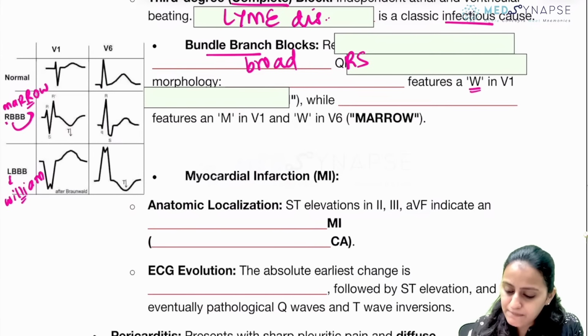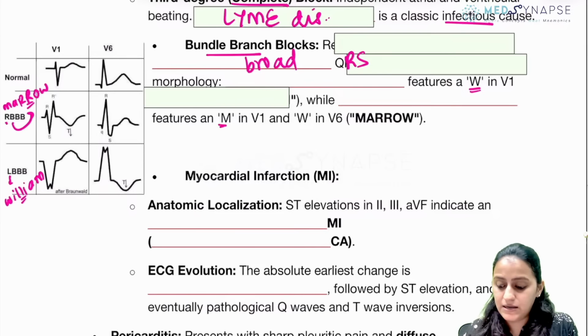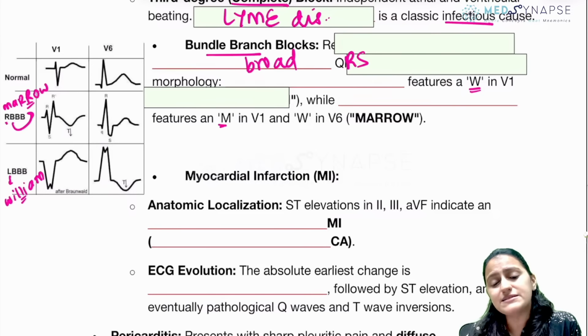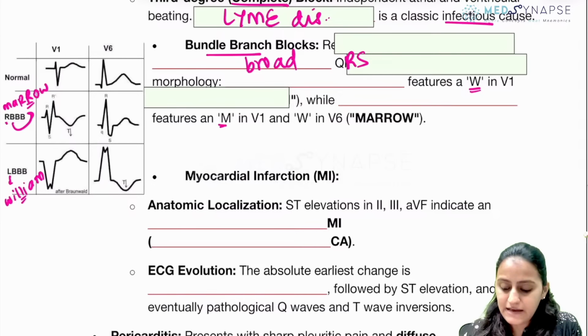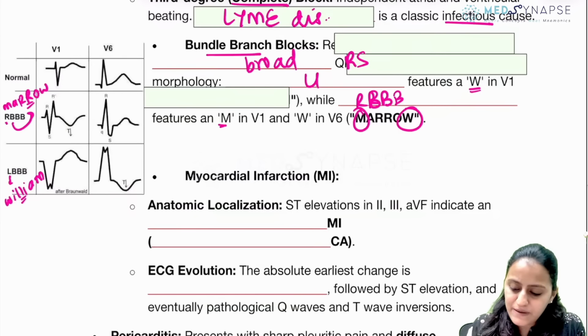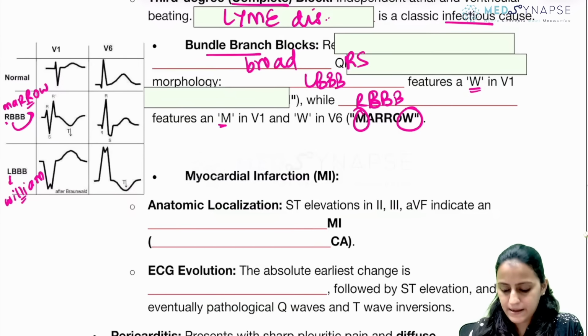So if you have W in V1 and M in V6, it's William, it is going to be left bundle branch block. While RBBB will have the opposite, it's going to be M and W. Left bundle branch block will have W and M.